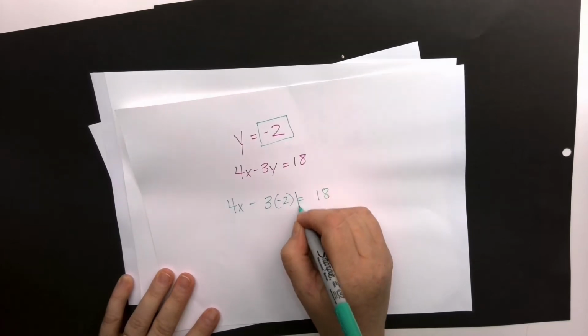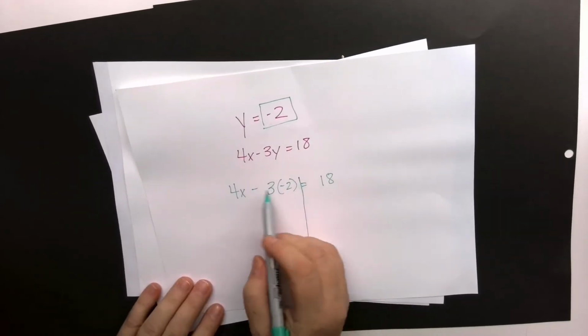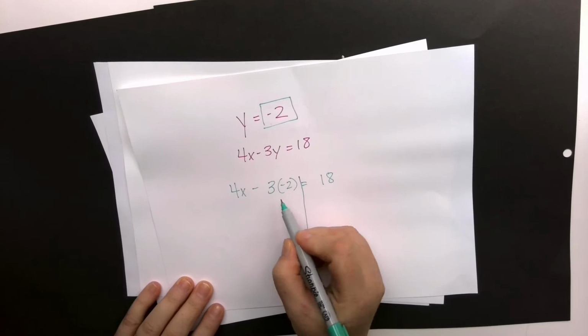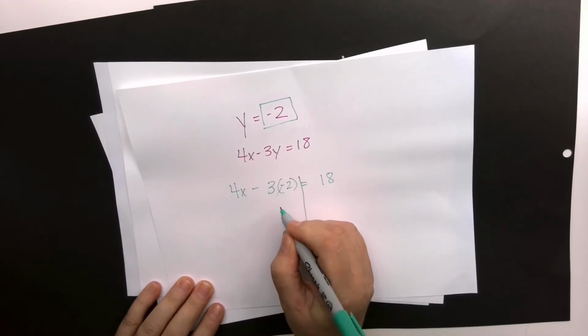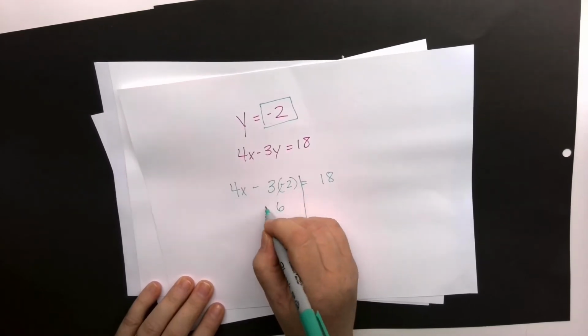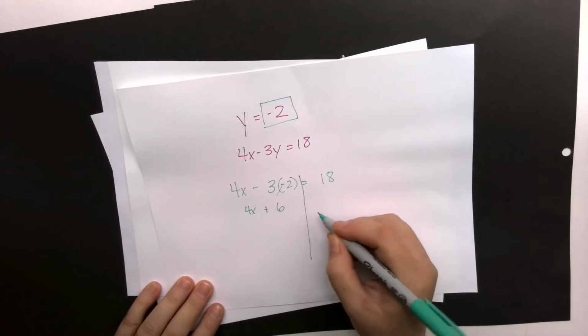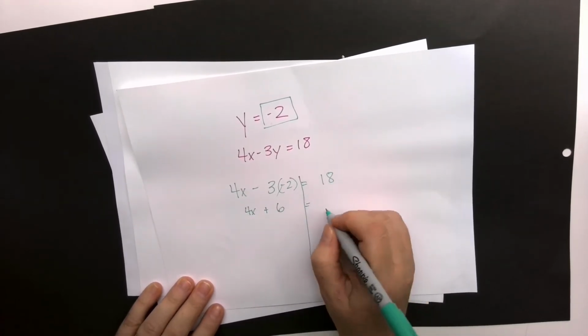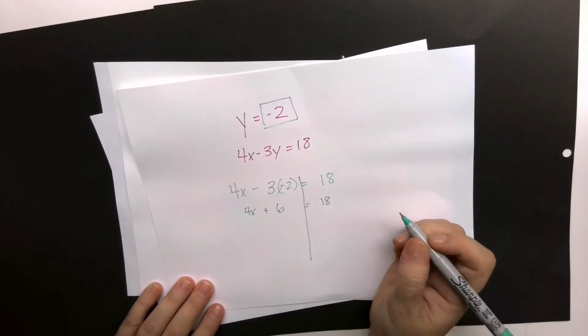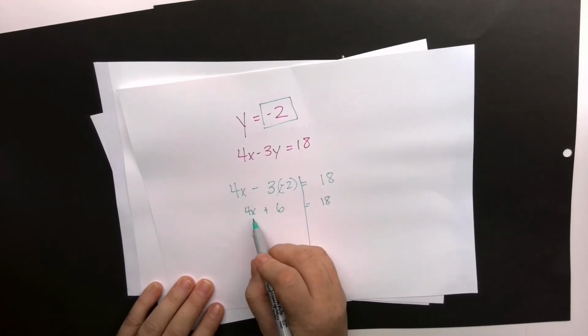Okay, now I'm going to draw a line to separate my two sides of the equation. I'm going to clean up anything on this left side I need to clean up. So -3 times -2 gives me a +6. And I'm going to bring down my 4x. And then I'm going to look on my right side, and all I have is the 18, so I'm just going to bring that down.